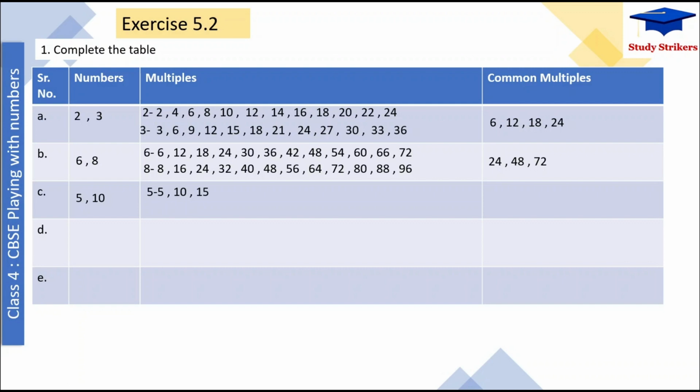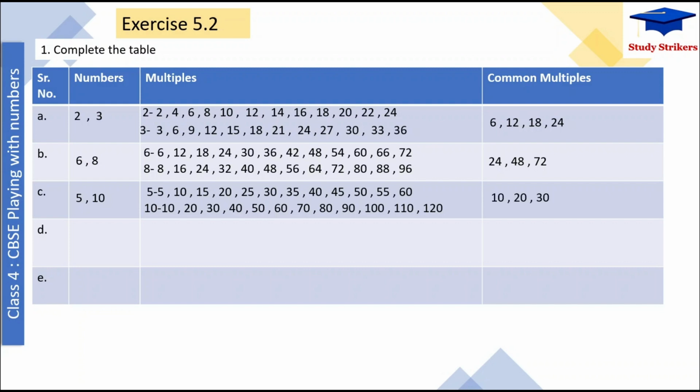So multiples of 5 are 5, 10, 15, 20, 25, 30, 35, 40, 45, 50, 55, 60. Multiples of 10 are 10, 20, 30, 40, 50, 60, 70, 80, 90, 100, 110, 120. So their common multiples are 10, 20, 30, 40, 50, 60 and you can write as many as you want.